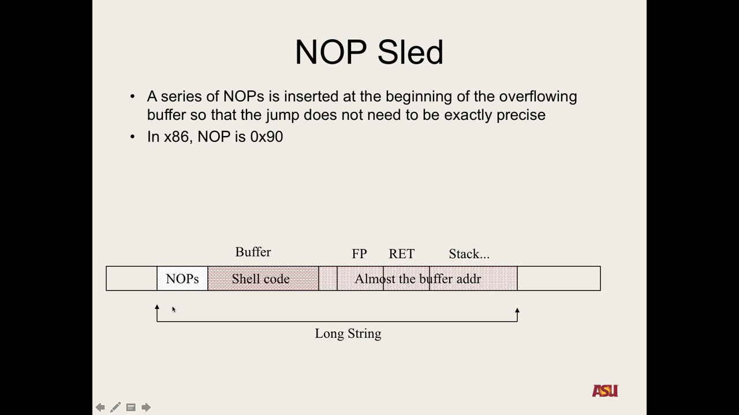Now, instead of having to be precisely at the start of your shellcode, if you jump anywhere inside this NOP sled, it'll just do nothing all the way to your shellcode and then start executing it. So you're essentially increasing your chances of hitting your shellcode. As long as you land somewhere within that sled, you're fine.